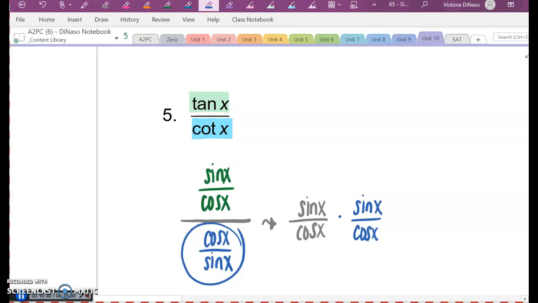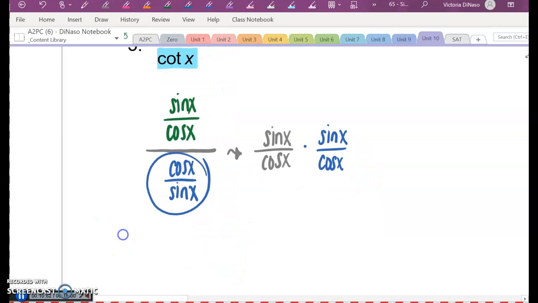Now I want you to think, when you normally multiply variables, if I have x times x and multiply them, you'd get x squared. Or if you have y times y, it'd be y squared. So now that I have sine times sine, we have sine squared x. And notice where I put the exponent of 2. It's on the sine, not x. We are not multiplying variables. We're multiplying trig identities. So sine times sine is sine squared, divided by cosine times cosine, which is cosine squared.